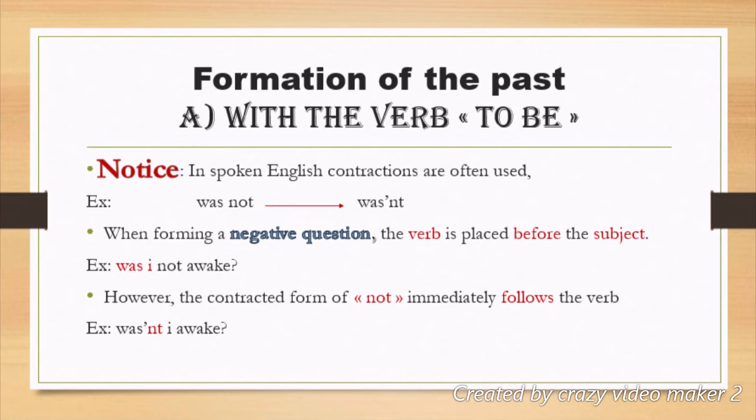When forming a negative question, the verb is placed before the subject. For example, was I not awake? We start with the verb to be conjugated in the past, then the subject, then we continue with the rest of the question. This is how it is formed. However, the contracted form of not immediately follows the verb. For example, wasn't I awake? Okay, here it differs when it comes to the contracted form.